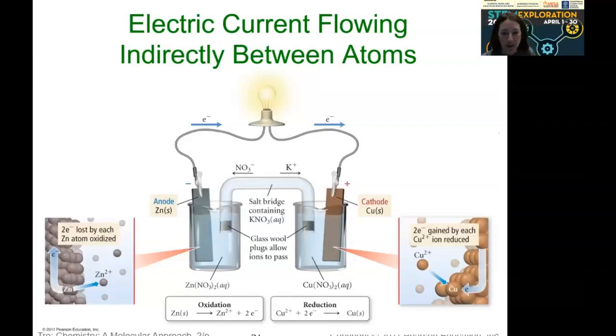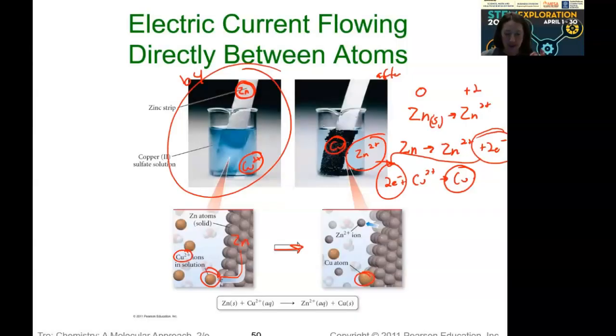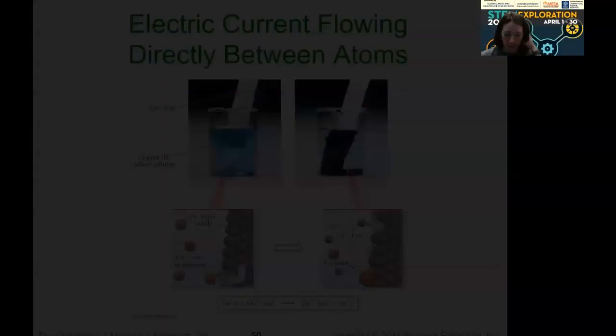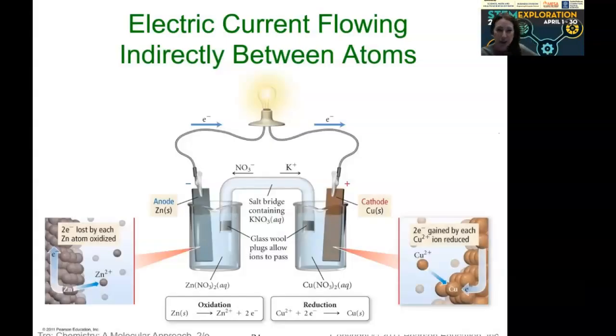Okay, so what you're seeing here is an electrochemical cell. An electrochemical cell just has an oxidation piece and a reduction piece. This is the exact same thing as this, I'm just splitting it up. And by the way, your first quiz, you're going to be drawing this. It's going to be wonderful.